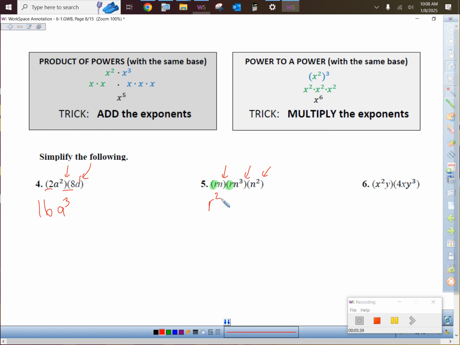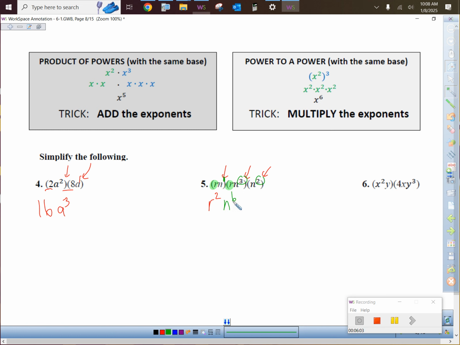Now let's deal with the n's. N to the first times n to the third times n to the second. Who cares if there's 3 of them? We just still add all the exponents together. It doesn't matter. So here's 1 plus 3 more plus 2 more. How many total n's are there? N to the 6. Are we cool with that?